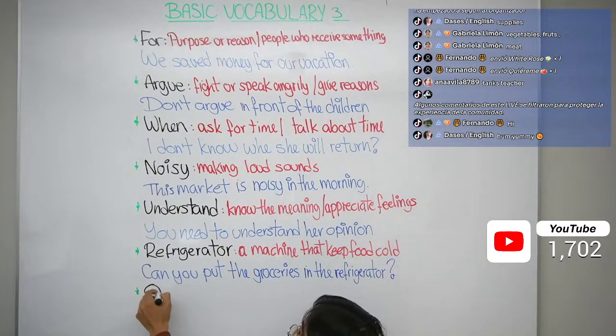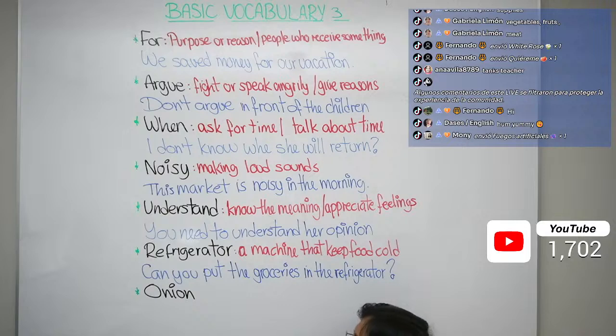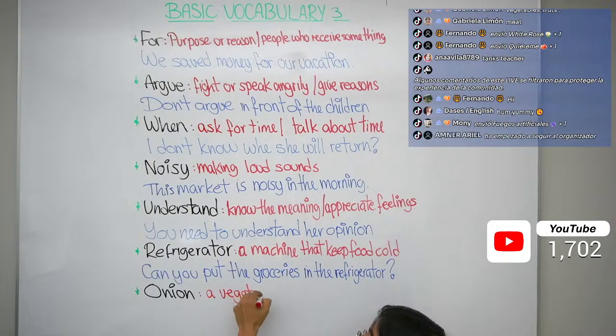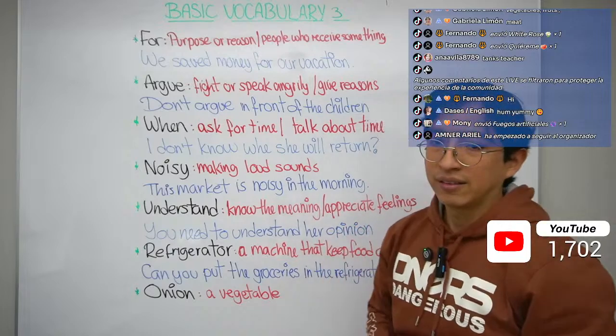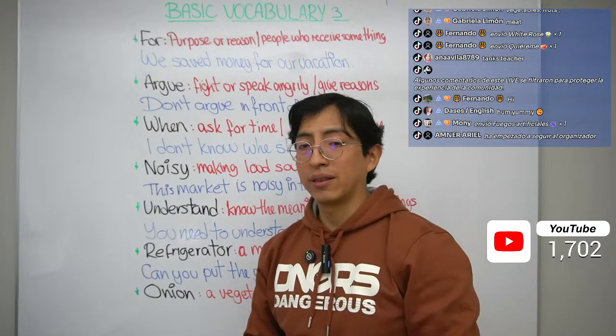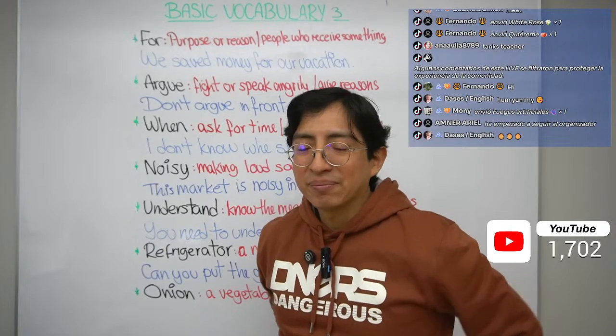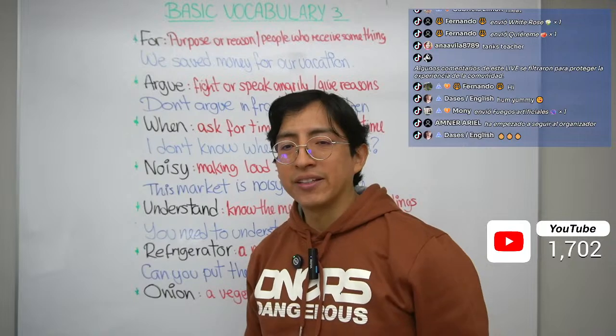Onion. Okay, this is a very nice vegetable, right? Some people love onions. Other people hate onions. But it's a nice vegetable, I think. I love eating onions. An onion salad is delicious. Obviously, you've got to be careful with the smell of your mouth, right? But it's nice. Yummy, yummy.